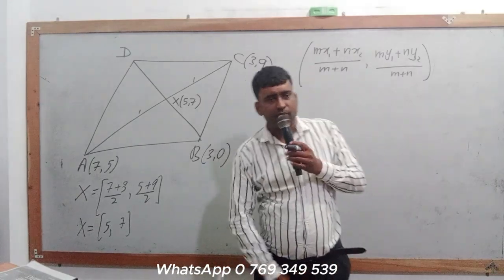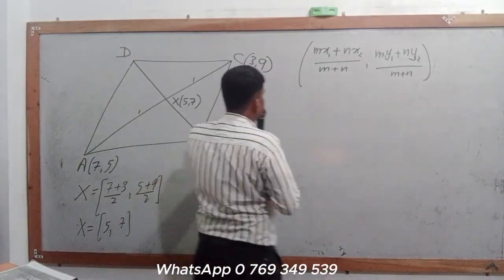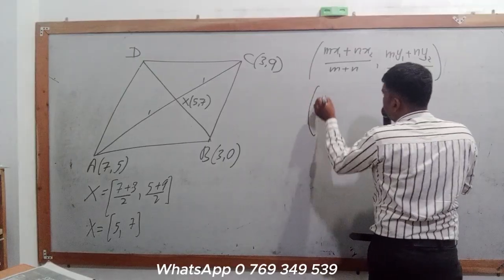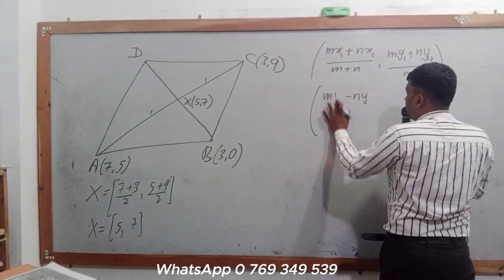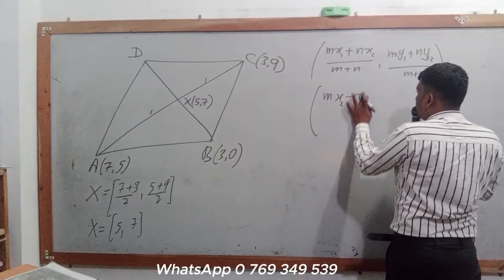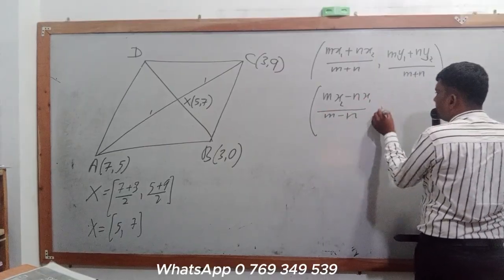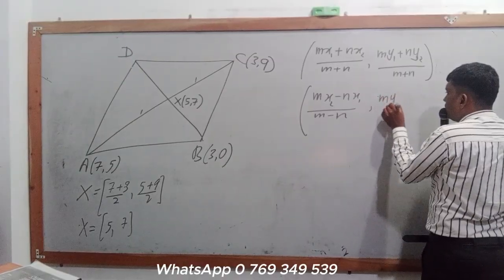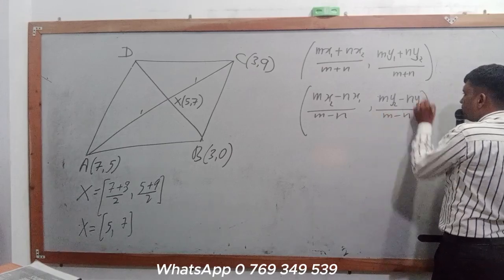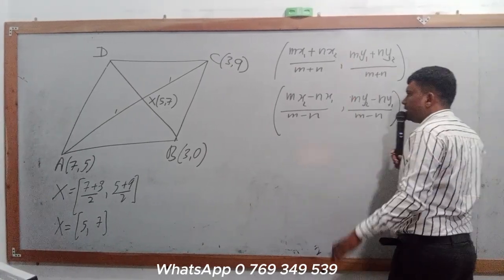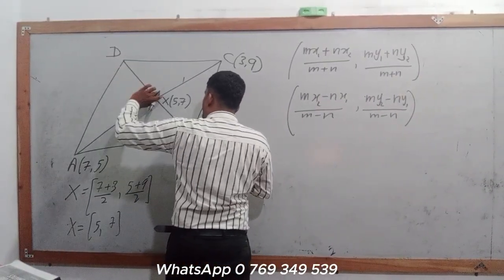Hence, find the coordinates of point D. D also same thing, no? This is the external division. This is the internal and this is the external. What is that? mx2 minus nx1 divide m minus n, and my2 minus ny1 divide m minus n. This is the internal division, this is the external division, right?